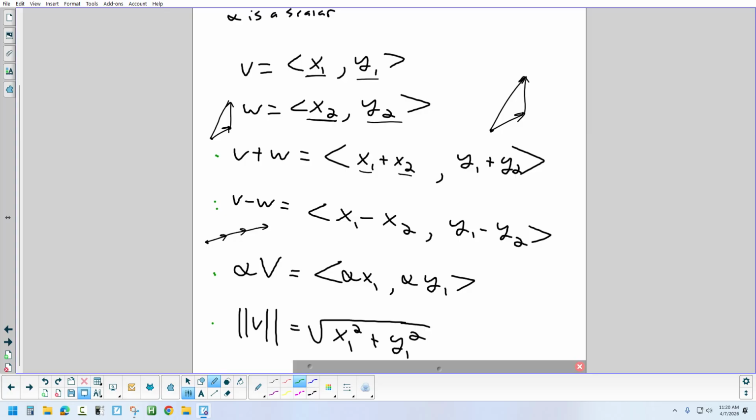Okay. Any questions on those 4 formulas? Which one was which? Well, the top one is add, then subtract. The third one is scaling, and the fourth one is finding magnitude.